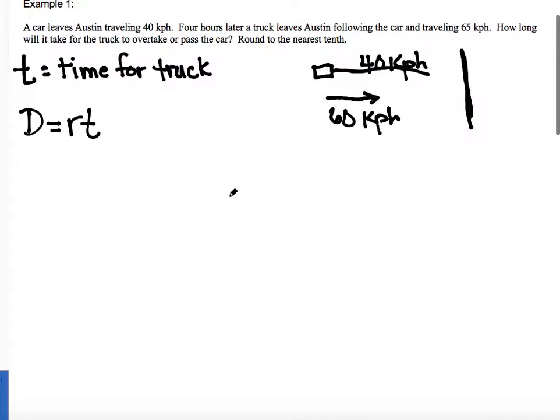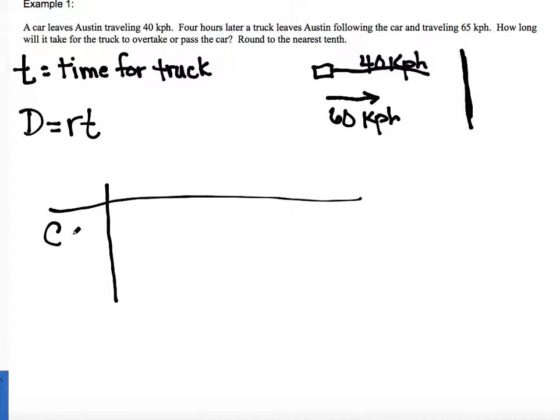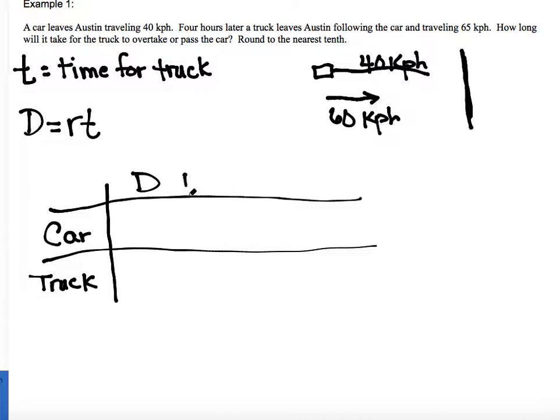So I'm going to scroll up a little. What we're going to do is set up a chart. We have two vehicles going on here, the car and the truck. They have some distance that they're going, they are traveling at some rate and they are traveling for some amount of time. So distance equals rate times time.